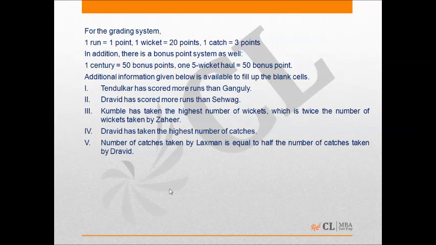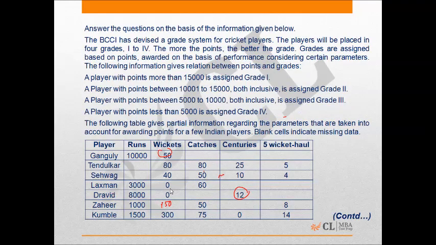Dravid has taken the highest number of catches, which is not known to us. And finally, it is given that the number of catches taken by Lakshman is half of the total number of catches taken by Dravid, and it is known that Lakshman has taken 60 catches. It means Dravid has taken 120 catches. And this information can also be filled in the table.